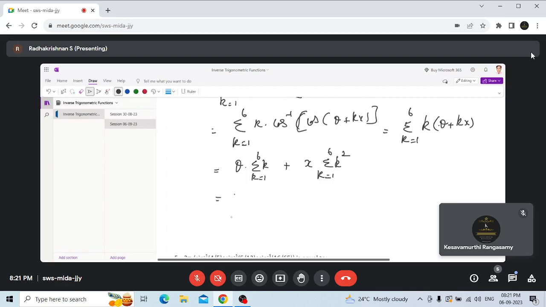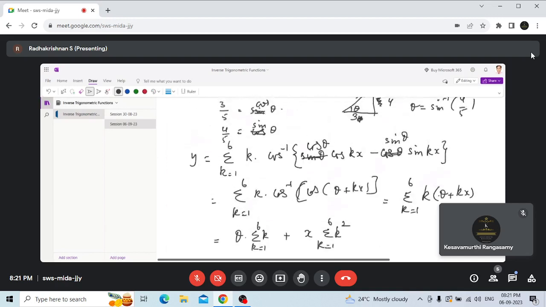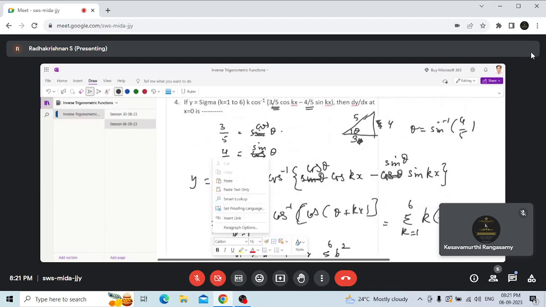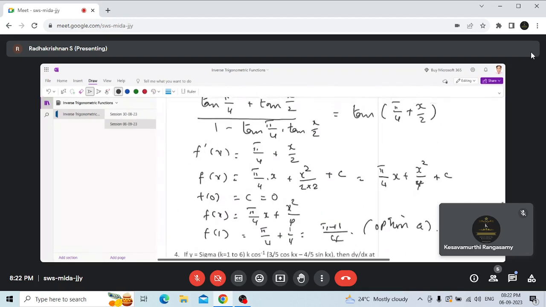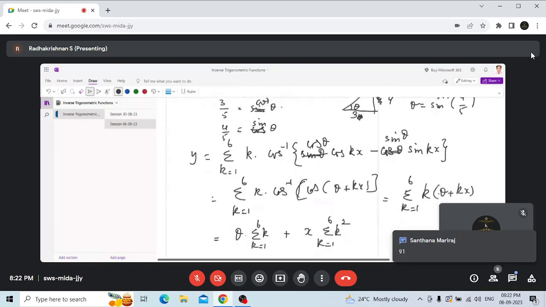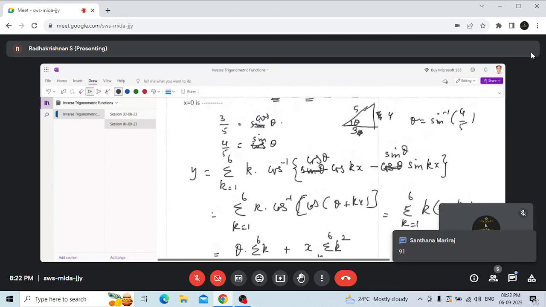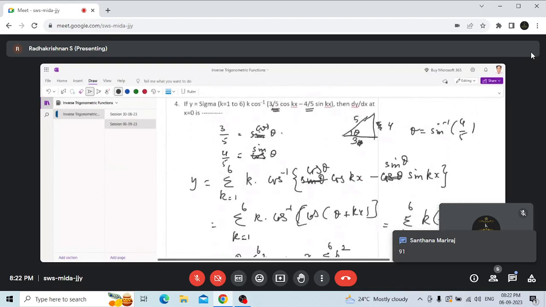Because theta is a constant for us now, right? Yes, sir. Theta is some known value, sin inverse of 4 by 5, right? When we differentiate, it will go. That is the advantage, right? We only need the value of x. dy by dx is what we need. Okay, dy by dx at x equal to 0.